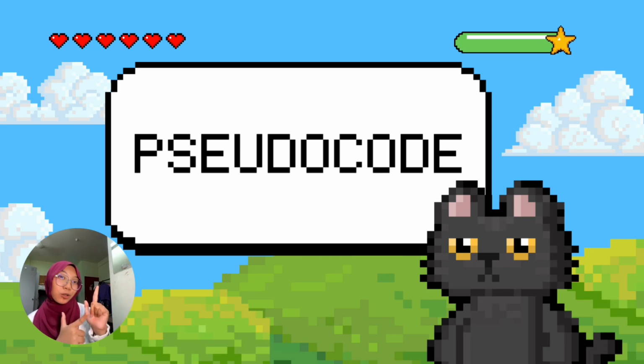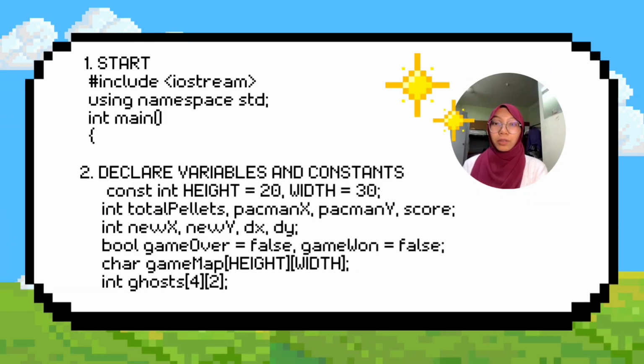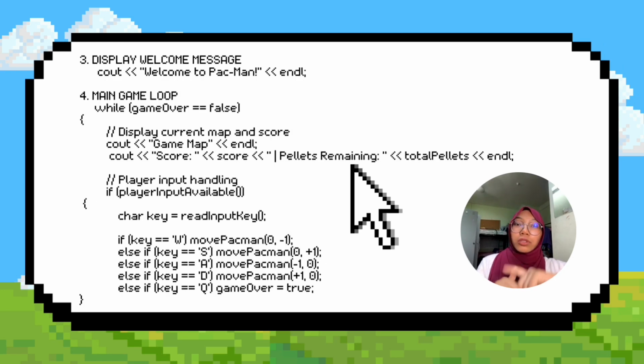And I'm going to present the pseudocode. Okay, first of all, I'm going to start with hashtag include iostream, using namespace std, and then int main, open bracket. Next, I will declare variables and constants. To display the welcome message, I will use cout, and then in parentheses, welcome to Pacman, and then endl. For the main game loop, I'm going to use the while loop, also the score function, which will display the score, and also the pellets remaining, which will display the total pellets, endl.